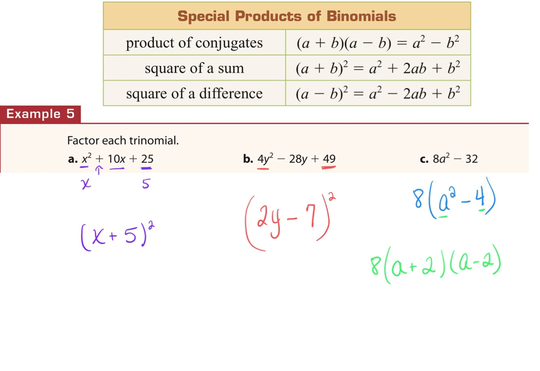All right, if you were to FOIL it, you would see 2 times negative 2 is negative 4. A times a is a squared, and when you do a negative 2a and a positive 2a, they cancel out, which is why you do not have a middle term there. All right, so if you don't think you have a special case, make sure you've taken out common factors first before you start doing those.